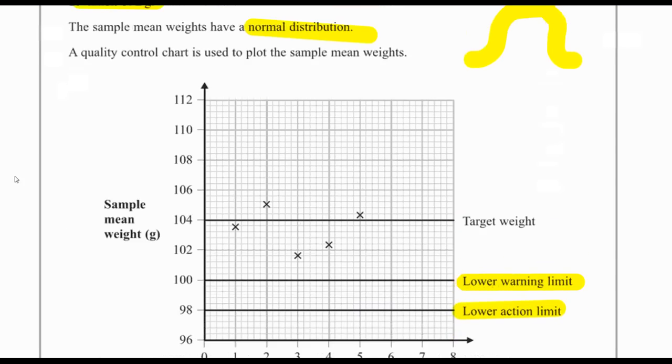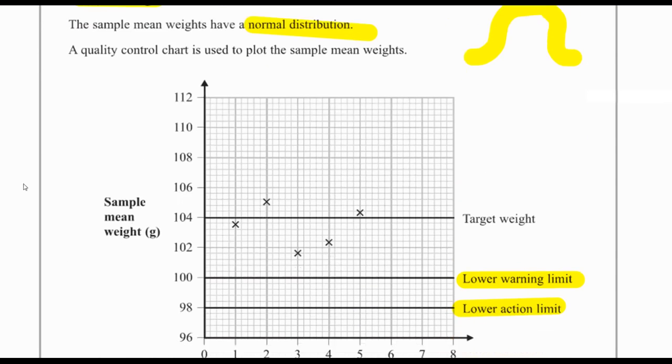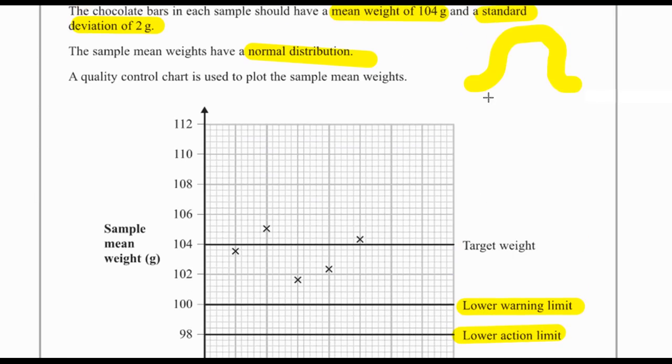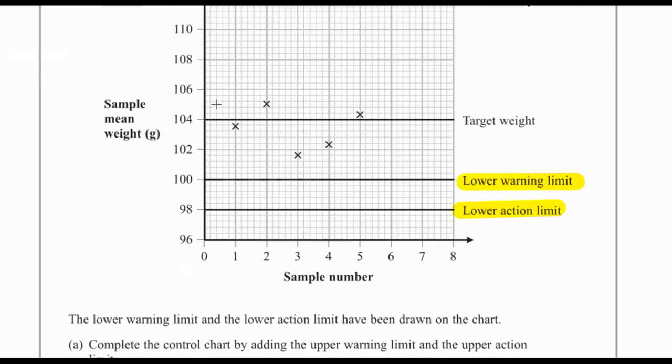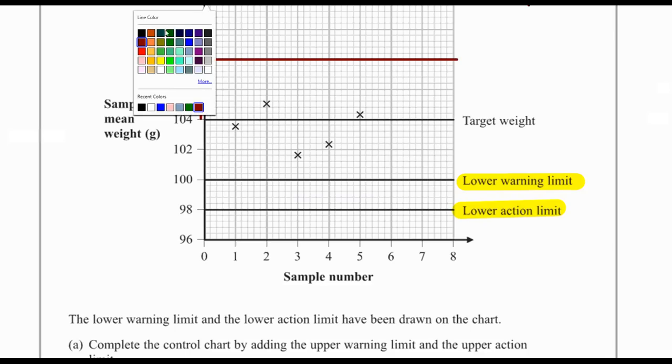Okay, so looking at the graph and the information, we know that because it's a normal distribution, this is symmetrical. So it's going to be the same going across, up past the target weight as it is below. And because when we go down, we've gone down from 104 to 100, when we go up, we're going to go up the same distance, so we're effectively going to add on 4. And that is going to be our upper warning limit, and the same kind of thing for our action limits.